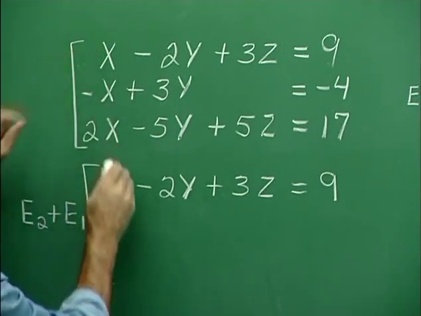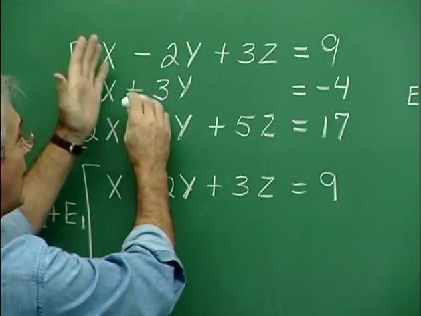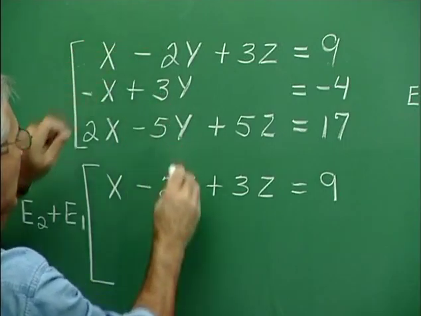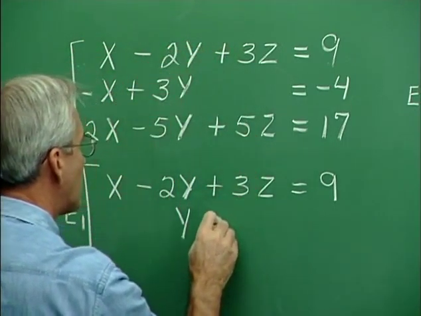Now, adding these two, I would get 0x, so I have a vacancy here. Adding these two, now I have to add all in all the other spots too. Negative 2y plus 3y is simply y. And then 3z plus vacancy is 3z.